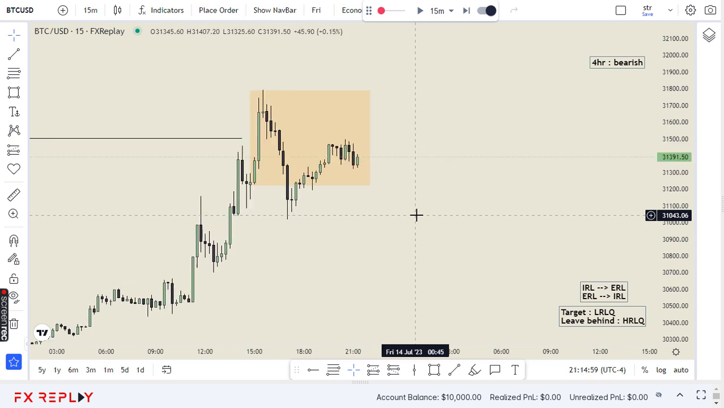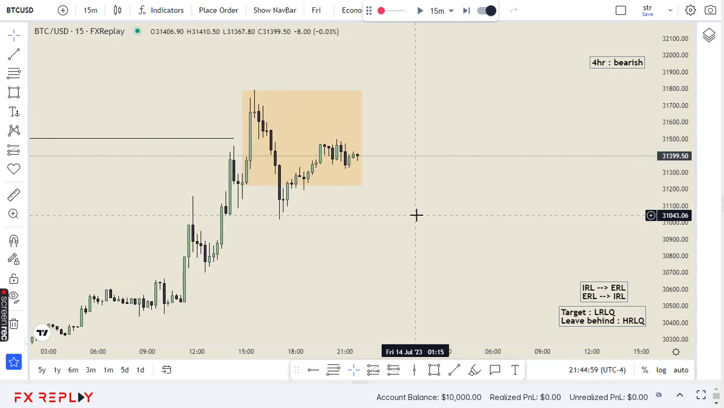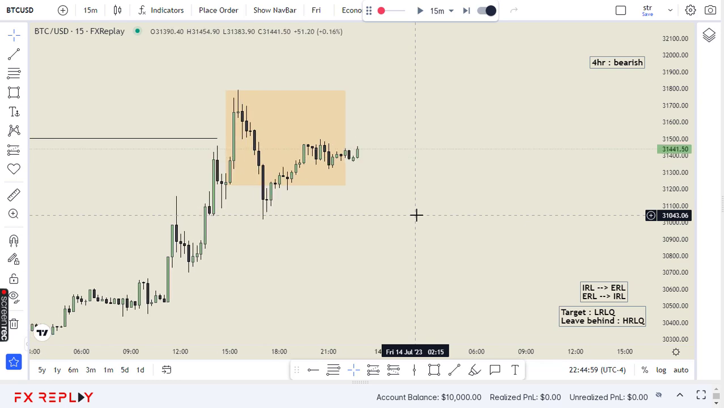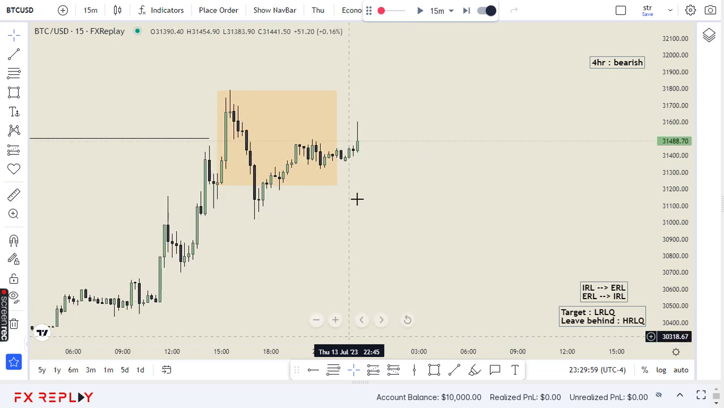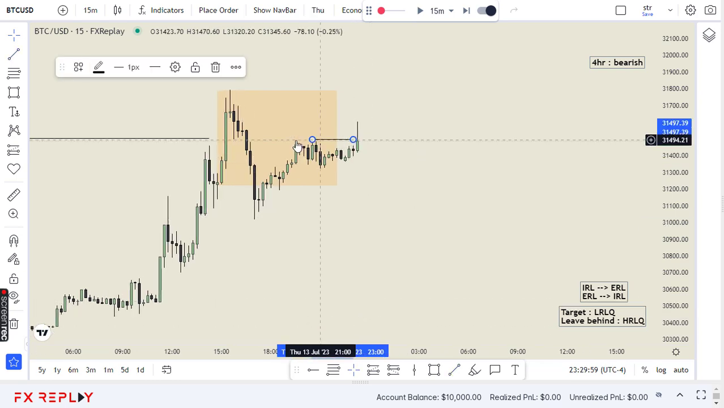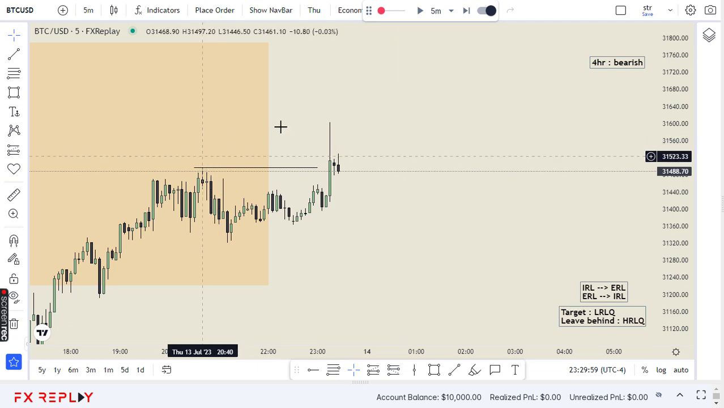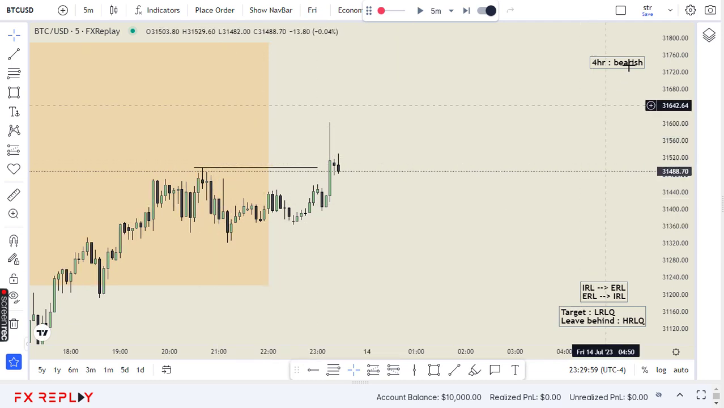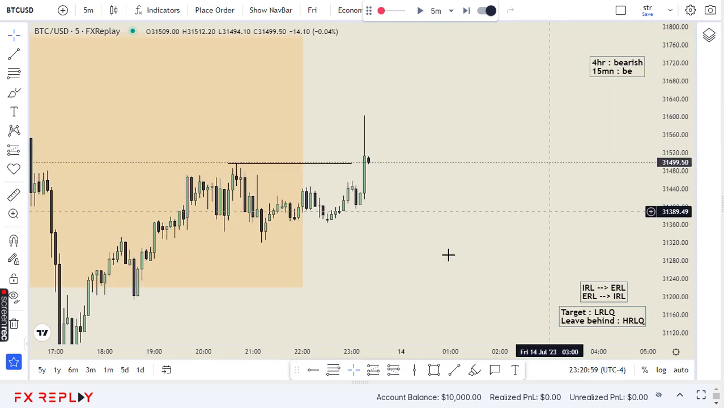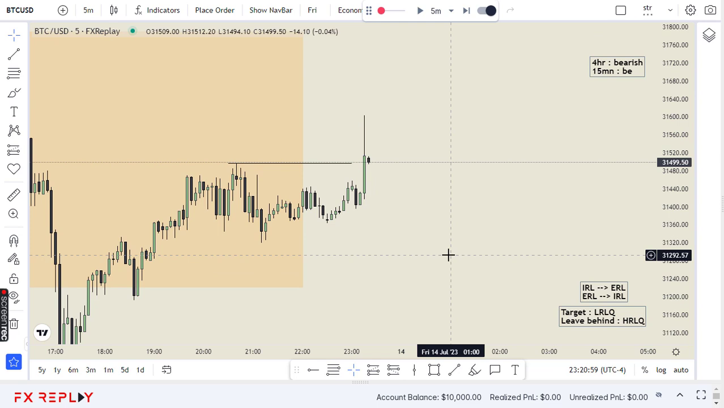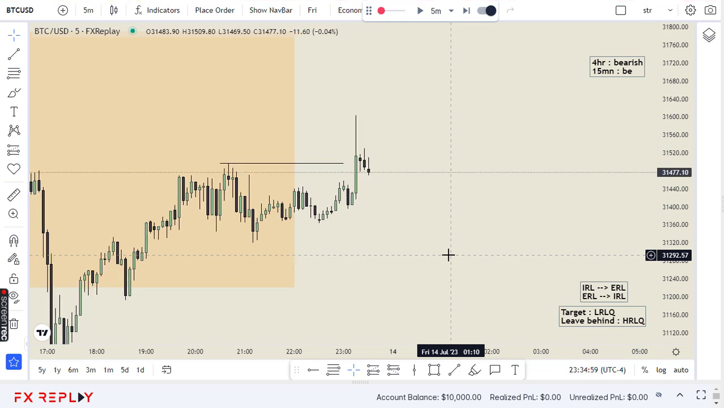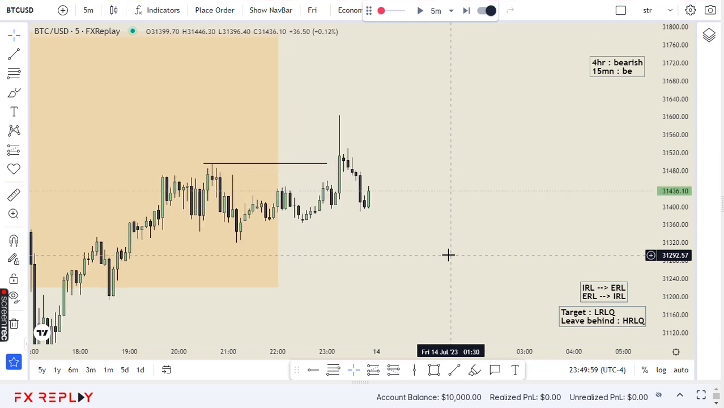So we are engineering liquidity. We have this sweep, digging even deeper to this order block. We have this swing right here. We have high resistance liquidity forming. Now we look for a 5-minute market structure shift. So we look for a market structure shift on the 5-minute chart. So we do have a market structure shift here.